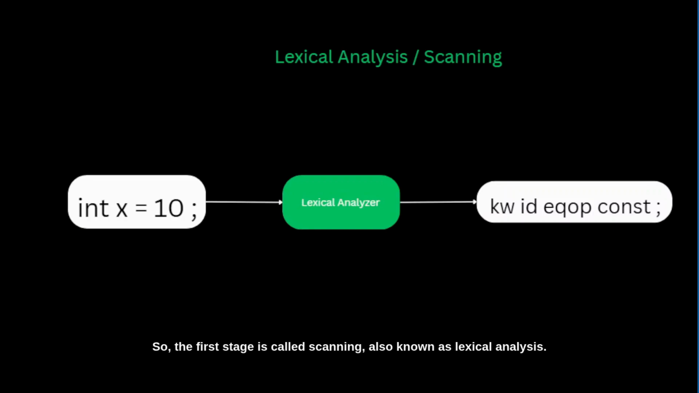Okay, so the first stage is called scanning, also known as lexical analysis. A scanner reads a linear stream of characters from left to right and chunks them together into a series of tokens. Each such chunk is called a token, and all of them together are called a series or sequence of tokens. A lexical analyzer is nothing but a finite automaton at its core, which you will learn in theory of computation.